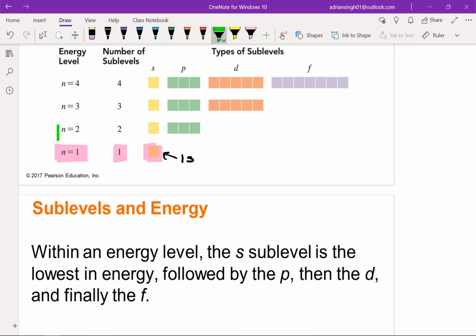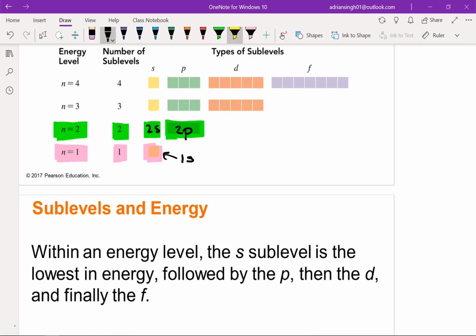So we designate that sublevel as the 1s sublevel. For n equals 2, the second energy level, there are 2 sublevels. And whenever you have more than one sublevel, you always start with the S and you work your way across. So this one here will be a 2s sublevel. And then we have another sublevel, the P sublevel, and you'll see that there are 3 of these boxes, and we'll talk about those boxes in a little bit. So we call that a 2p sublevel.